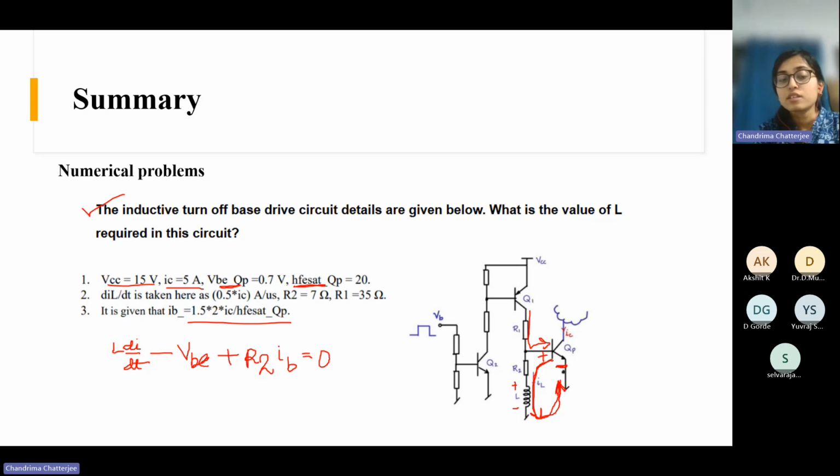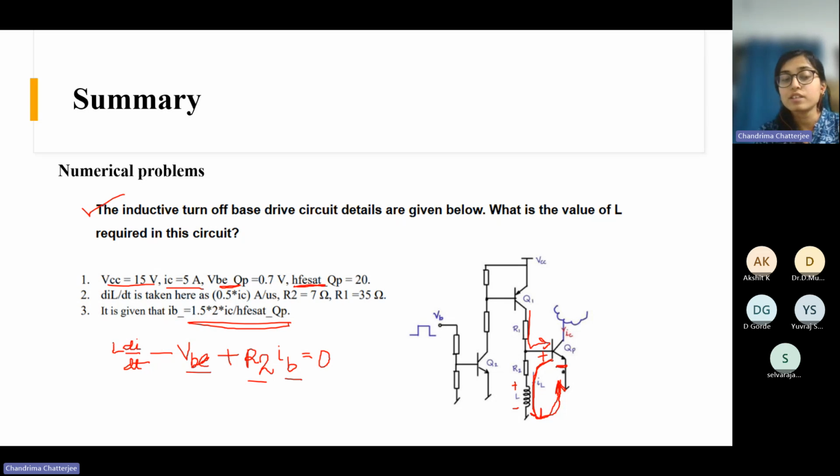Now you see this di by dt value is already given. They have said that you can take 0.5 IC. So IC you know, 5 ampere. So 0.5 IC, di by dt is known. VBE is known, that is 0.7. R2 is known. What is IB? IB is also given. HFE sat is 20, IC is 5, and it is 3 times IC by HFE sat. So you know all the quantities, right?